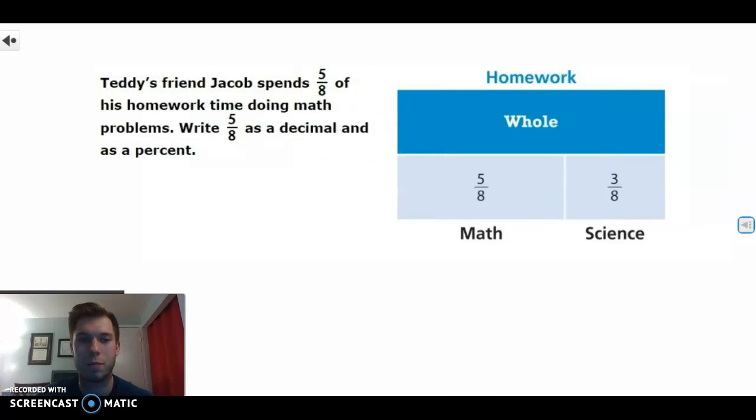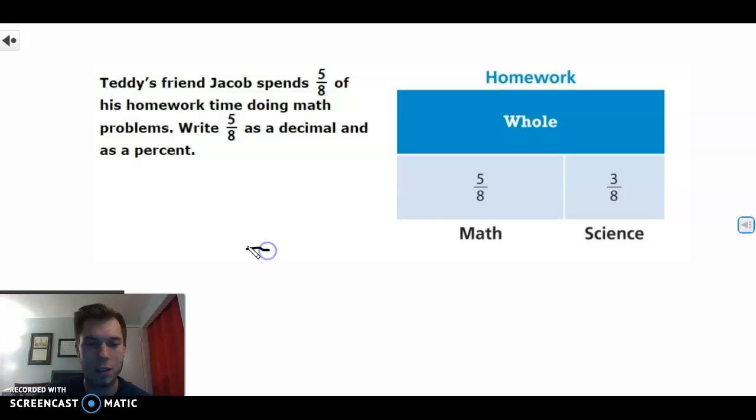Let's keep on going. So we have Teddy's friend, Jacob, spends 5/8 of his homework time doing math problems. Write 5/8 as a decimal and a percent. I'm going to go ahead and let you guys try to tackle this one and tell me what you think 5/8 is as a decimal and a percent.